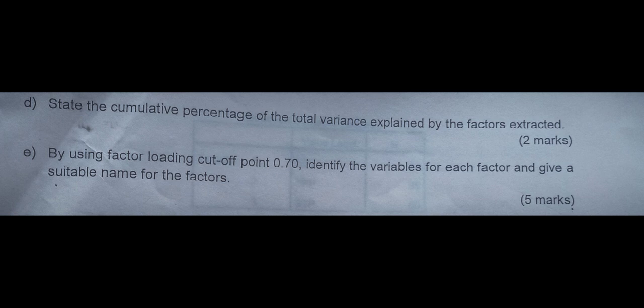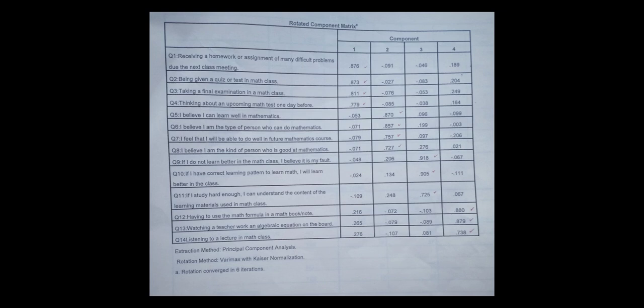So tadi kan kita extract 4 komponen. So sekarang ni kita nak tahu which variable belong to which component or which factor. Kita ada 14 tadi. Nak distribute kepada 4 factor. Okay, so we can create the rotated component matrix. Okay, akan ada 4 komponen here. 1, 2, 3, 4. Sebab kita dah extract 4 komponen tadi. Okay.